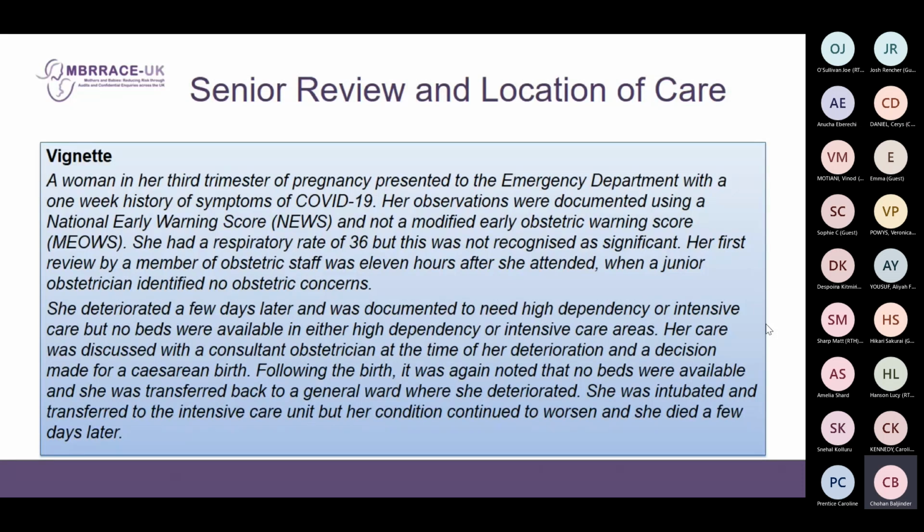I mean, it's such a tragic case. There's so much in there. Why was she seen in ED in the first place? Well, obviously with COVID symptoms, that's fine to go to ED, but not to be seen by an obstetrician after 11 hours, a respiratory rate of 36, it's screaming out to you. I don't know what you guys think, but there's so many opportunities where we could have done things better. What's everyone's thoughts?